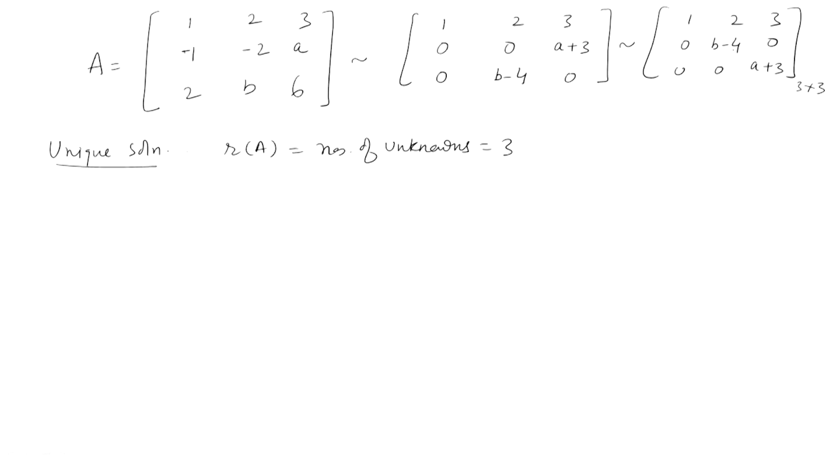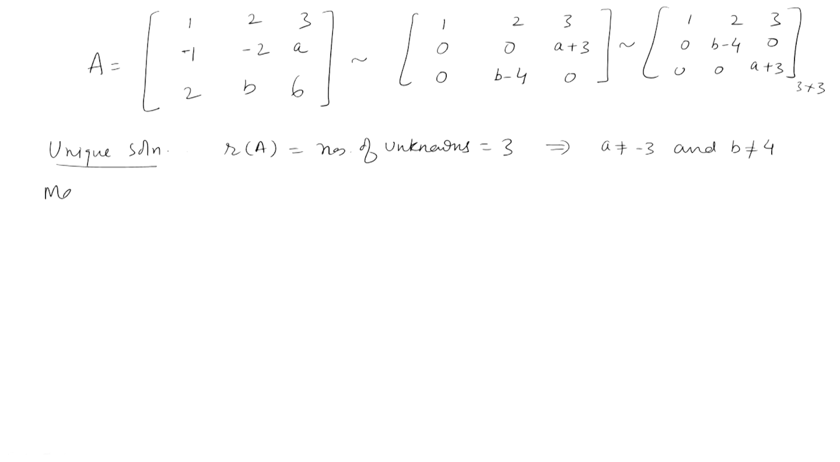If any one becomes 0, then the rank will be less than 3. So, this implies A should not equal to minus 3 and B should not equal to 4. Then only rank of this matrix will be 3. So, for unique solution we are having these two conditions.